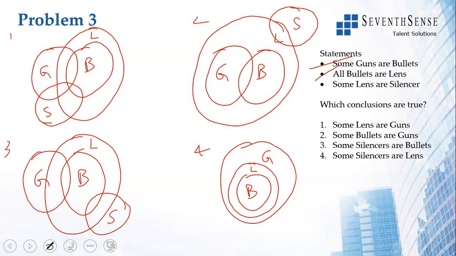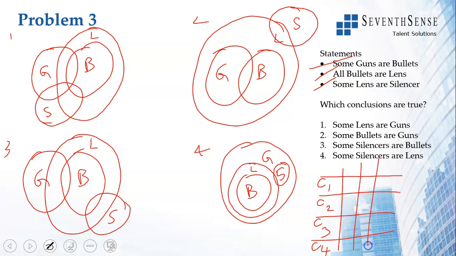Some lens are silencers. So this is what I have got. Some guns are bullets I have drawn, all bullets are lens I have drawn, some lens are silencers I have drawn. So 4 drawings I have drawn. I have 4 conclusions, conclusions 1, 2, 3, 4 and diagrams 1, 2, 3, 4. Now my conclusions have to be true in all the diagrams. Let us say you have drawn 5 diagrams. Some of you might have drawn 6 diagrams. It should be true in all of those 6 diagrams. If you have drawn 3, it should be true in all the 3 diagrams. The more diagrams you draw, the faster you will be in getting these answers. Some lens are guns.